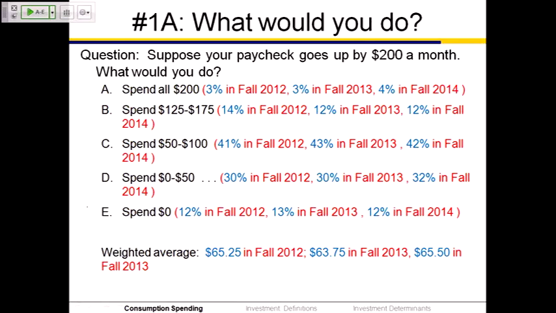Look at the stability in those numbers. I mean, that's just amazing to me. That 3%, 4% answered A, 14%, 12%, 12% answered B, 41%, 43%, 42% answered C, 30, 32 answered D, 12, 13, 12% answered E. So as unique and special and wonderful as each of you are, and you are unique and special and wonderful, the law of large numbers also tends to work.